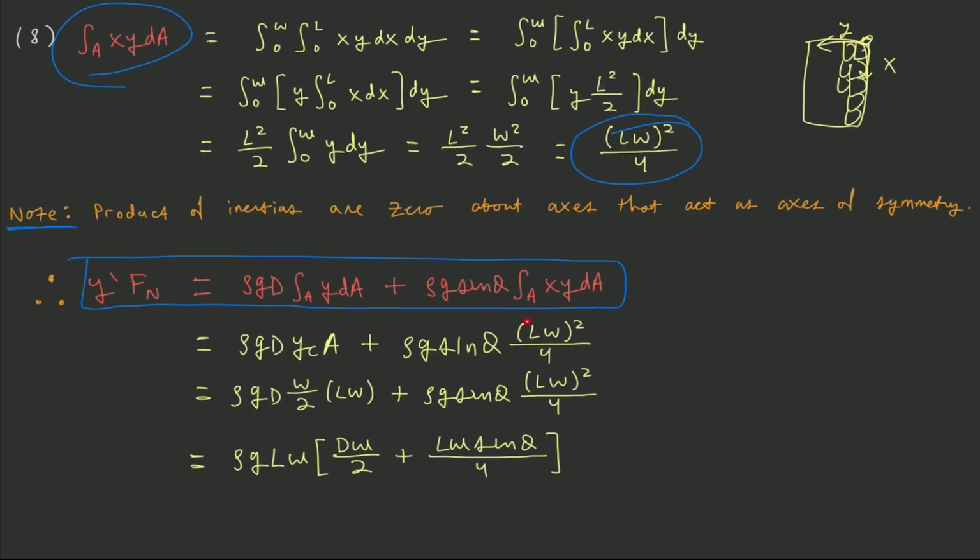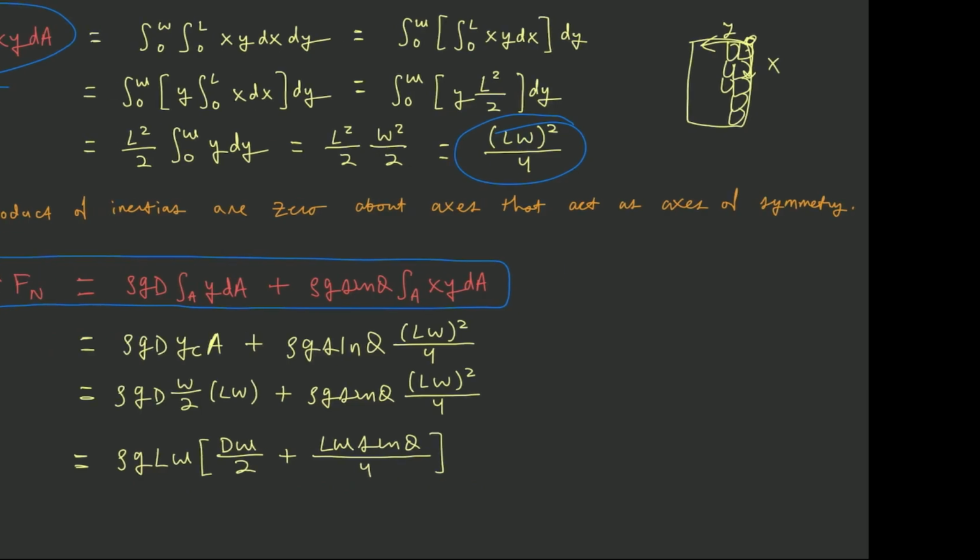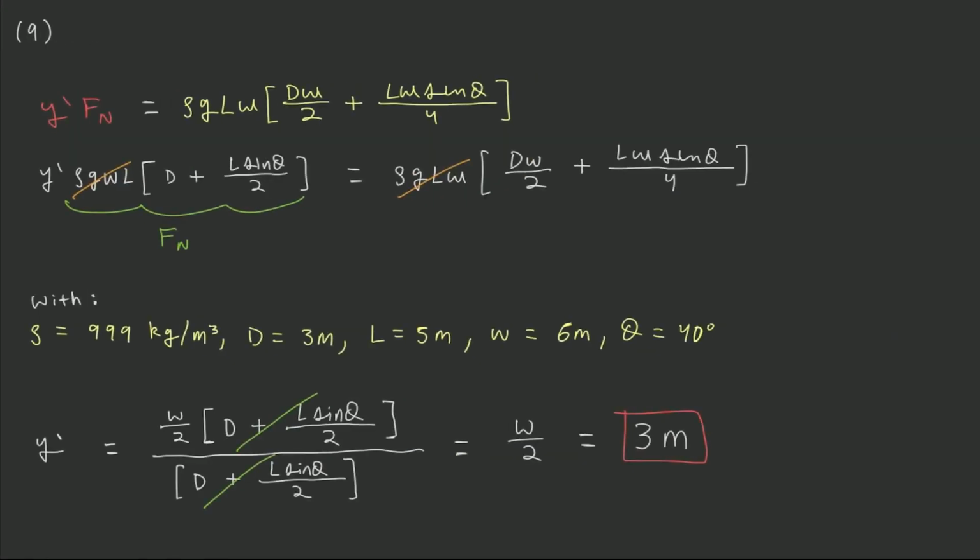Now we have an expression in terms of all variables that we know, and we can use algebra to simplify it. Then, using algebra to simplify it, we see that y prime Fn is equal to this expression right here. Well, we know what Fn is equal to in terms of variables. We had already solved for that. So, going to the next slide, we can then plug in Fn in terms of variables and simplify and solve for y prime.